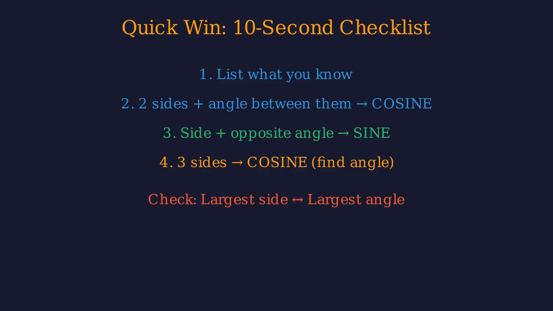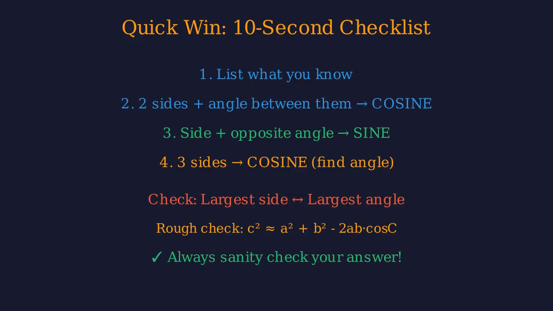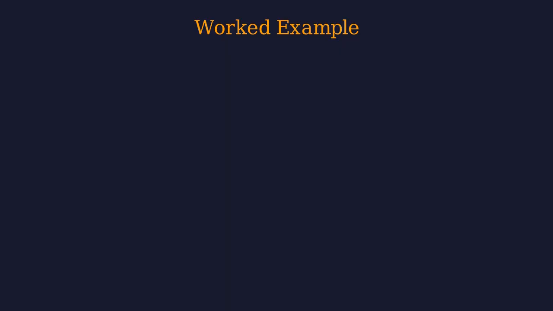And a rapid estimation check to catch slips. Compare side ordering and angle ordering. The largest side must be opposite the largest angle. Another lightning check for numerical work. If you use the cosine rule, check c squared roughly equals a squared plus b squared minus 2ab cos C. Even a coarse mental check, orders of magnitude, will catch many sign and decimal errors. Don't skip the check. Can you walk me through a quick worked example?